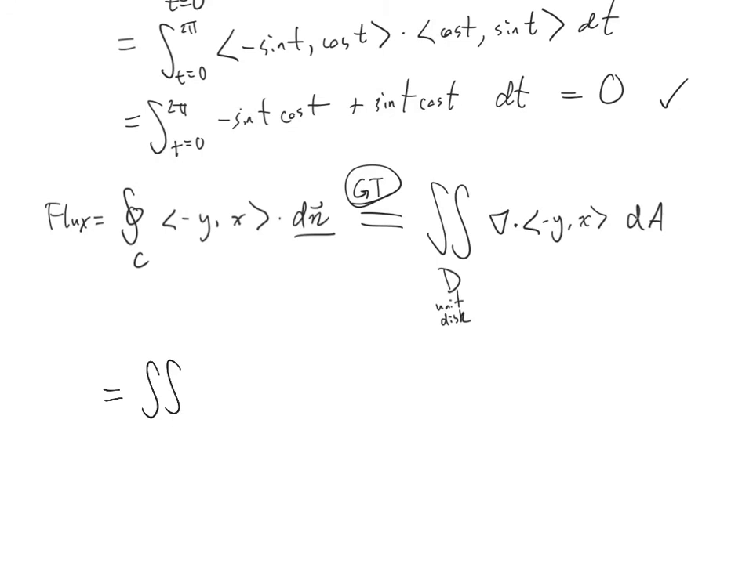So let's compute the divergence. The derivative of minus y with respect to x is 0, plus the derivative of x with respect to y is also 0. Just to be clear, this here is d dx of minus y, and this is d dy of x. And so, with Green's theorem, it also is very obvious that this is 0.